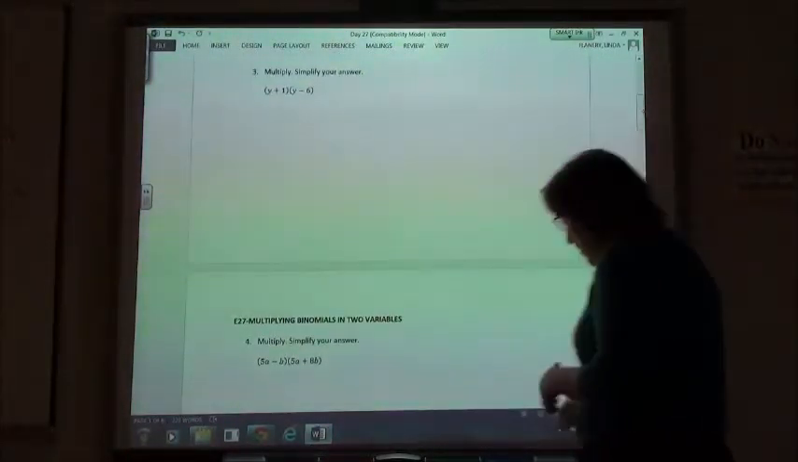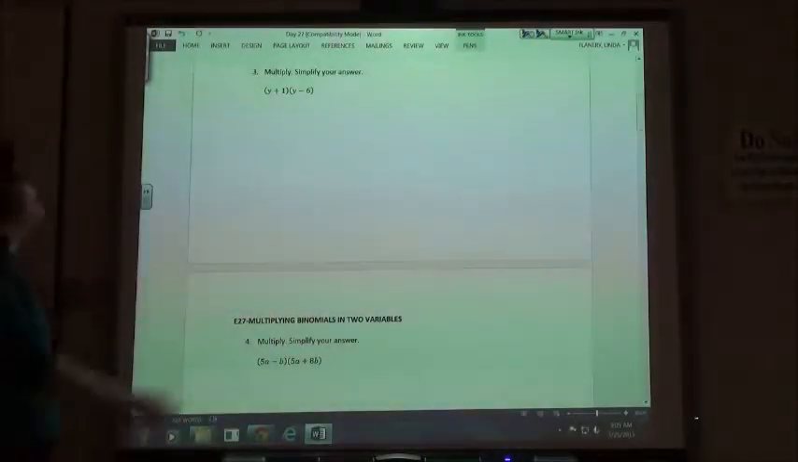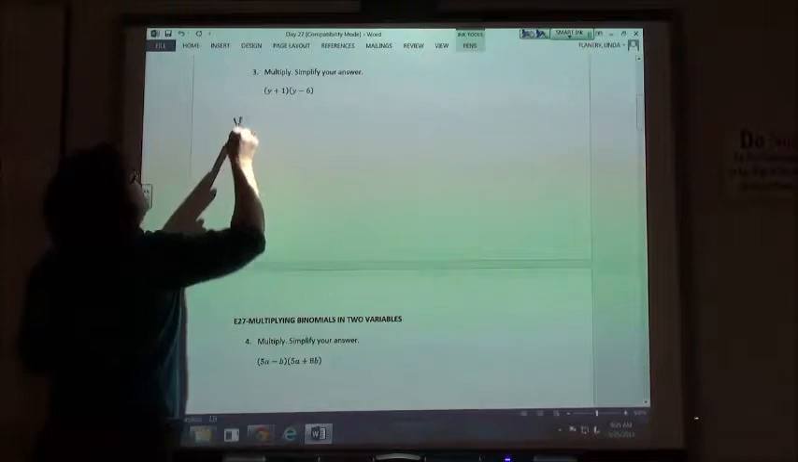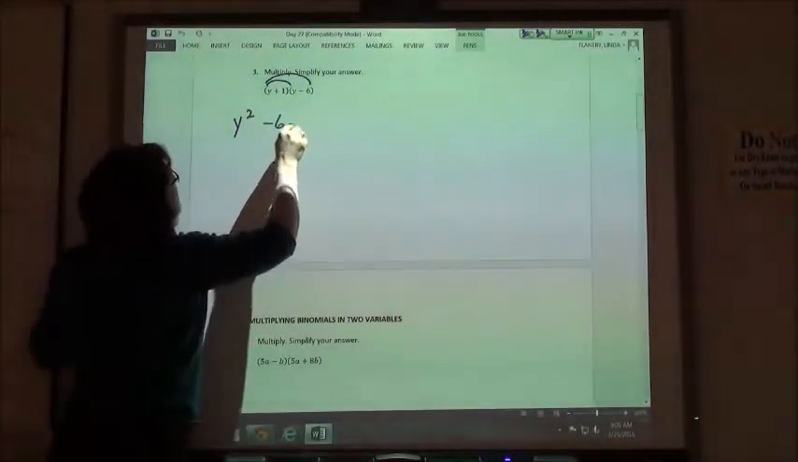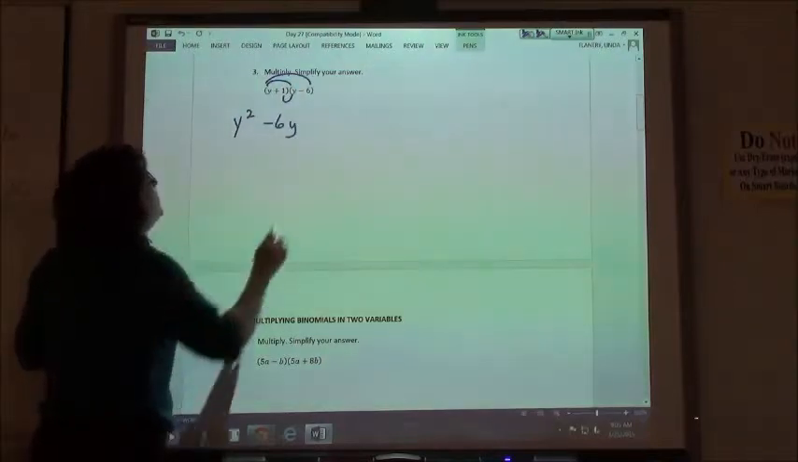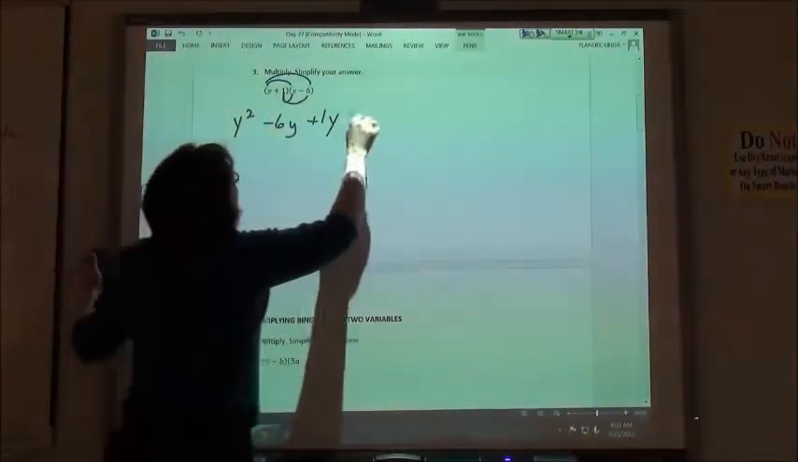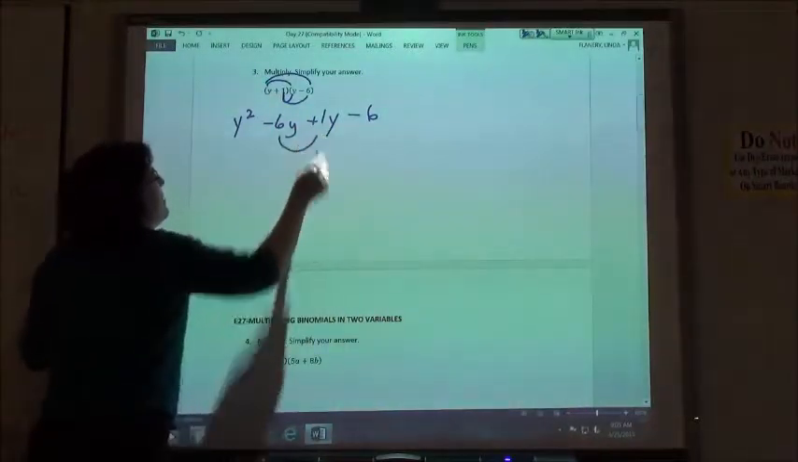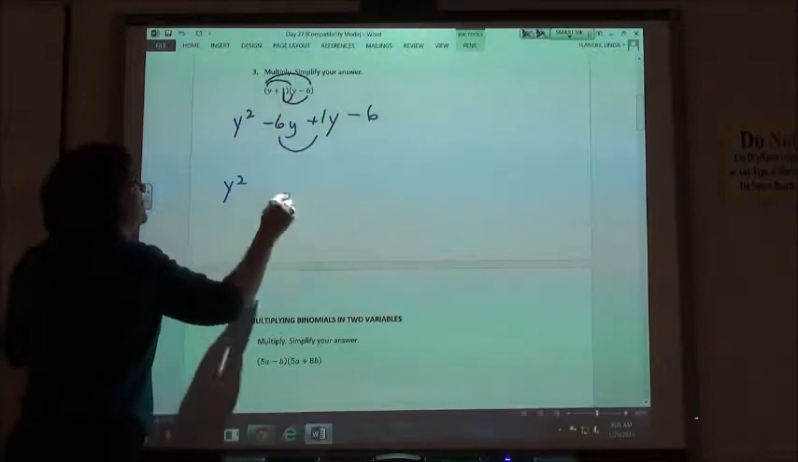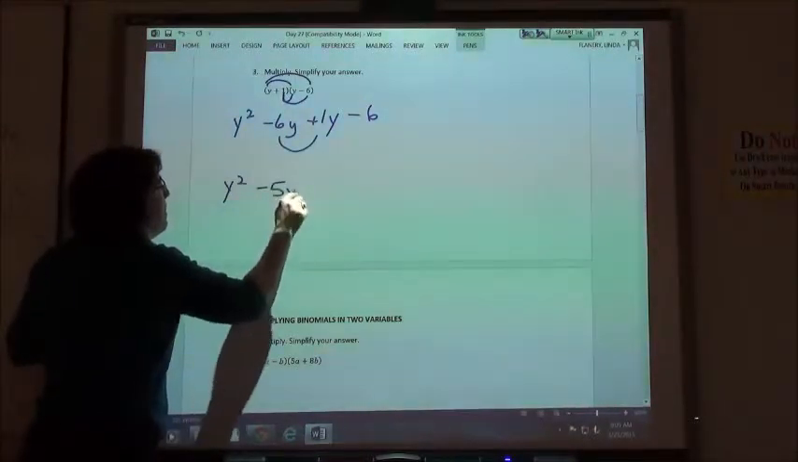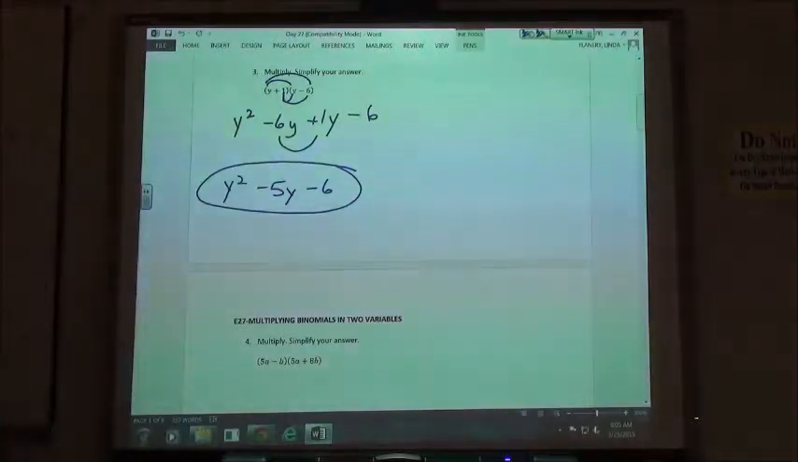So if I'm going to FOIL the third one, multiplying that out, the first one I would get y squared, then I would get negative 6y, and then I would have positive 1y, and then I would get negative 6. Combining my like terms, my answer then is going to be y squared minus 5y minus 6. Exactly. You've done that before.